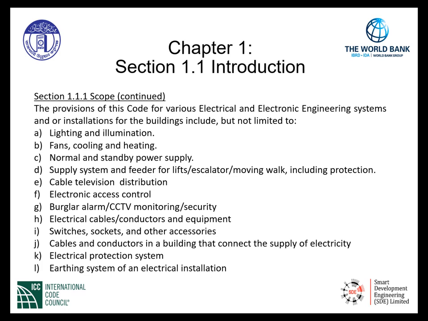Lighting and illumination, indicated in item A, is necessary so that we can function within the building under proper lighting or illumination levels for working, living, eating, cooking, and sanitation purposes. Item B, fans, cooling, and heating. These are environmental conditions within the building to keep us comfortable as we live and work in our buildings around Bangladesh.